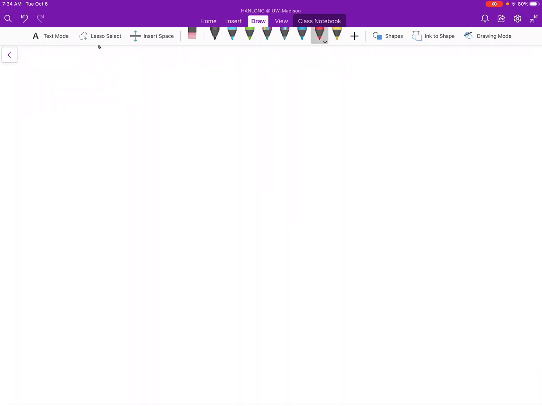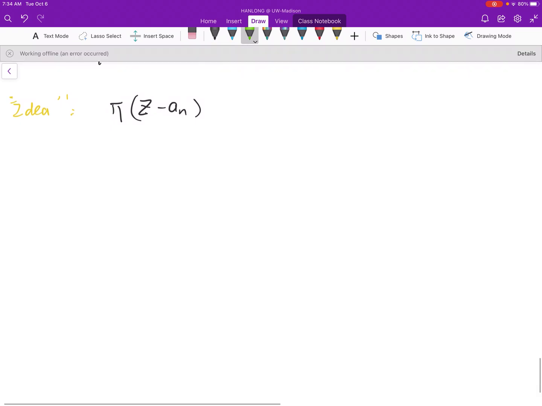Okay, and then the proof, the naive idea is that we just multiply z minus an together, but of course this blows up because an goes to infinity. If you take z to be 0, this is infinity. Okay, then fix this. How to fix this?